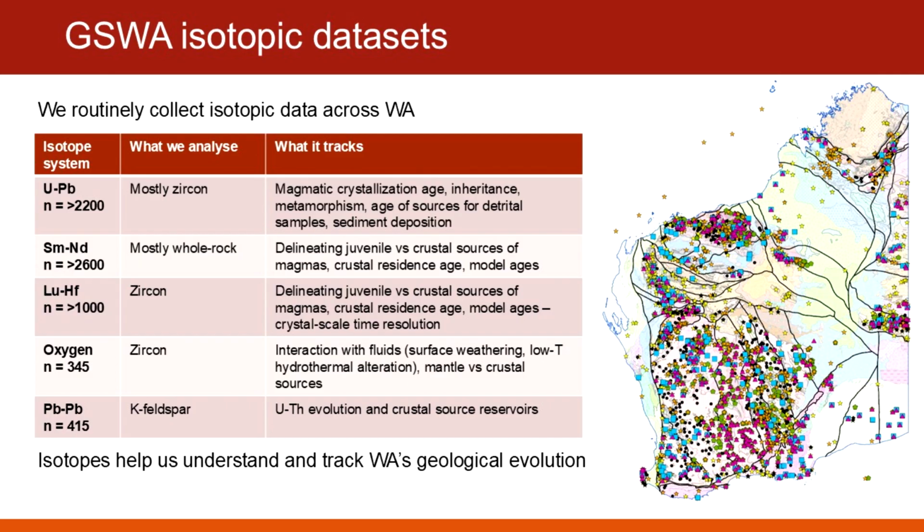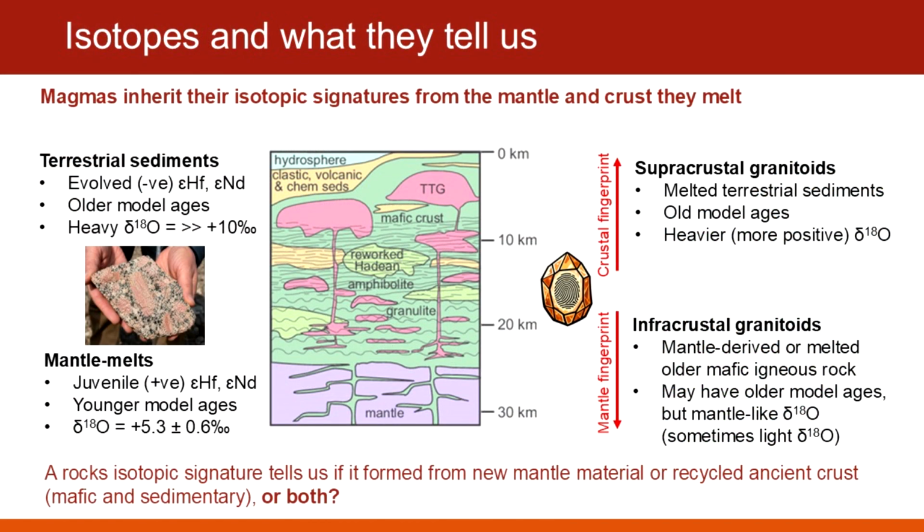So we routinely collect these isotope data sets, and these help us to understand and track WA's geological evolution. And they're interesting on their own, but when they're combined, they tell us a whole lot more. So just a little crash course in isotopes and what they tell us.